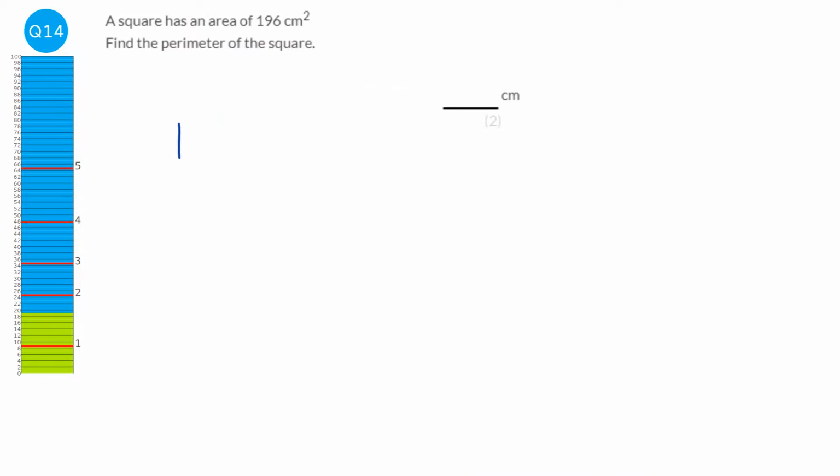To get from the length of a square to the area, we square the length.